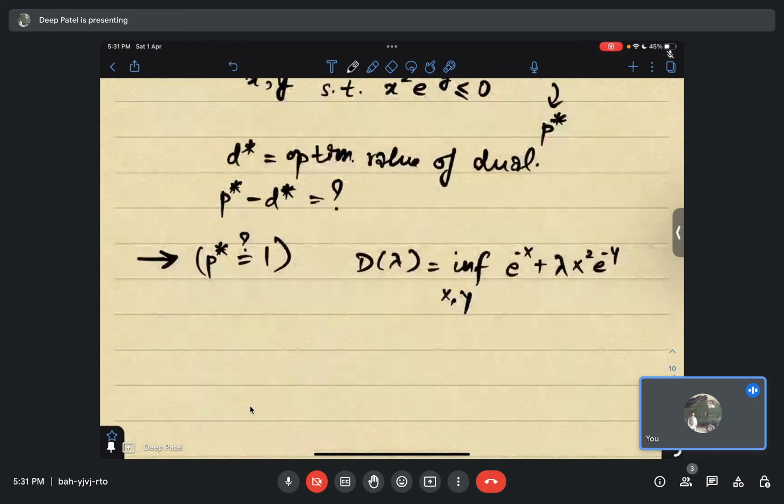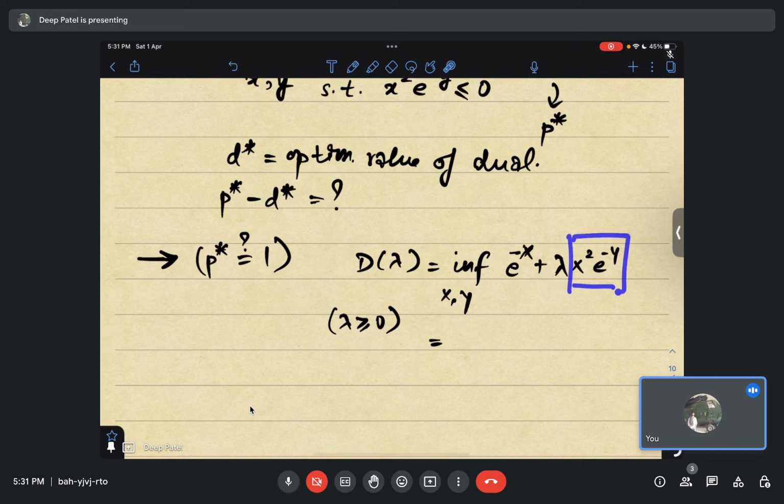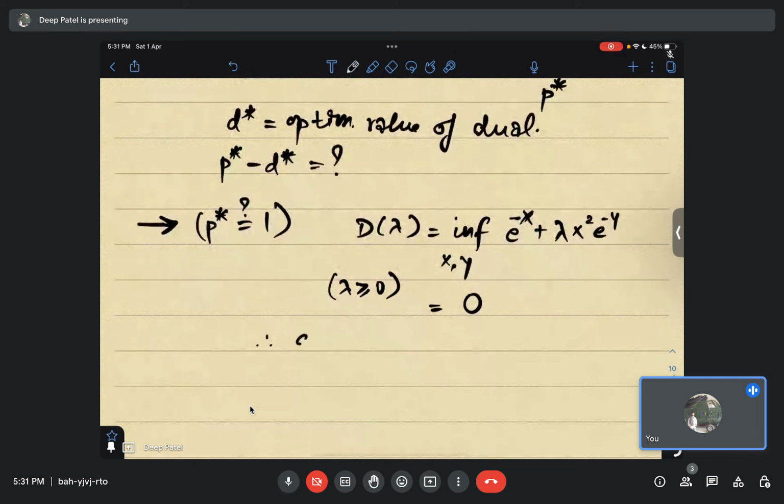So, of course, lambda is greater than or equal to 0. So what will be the infimum of this? The only problem that's going to come here is that this could blow up and this will die down. But it's an exponential, and the exponential will always dampen the other effect. So basically this is 0. So d star is 0.